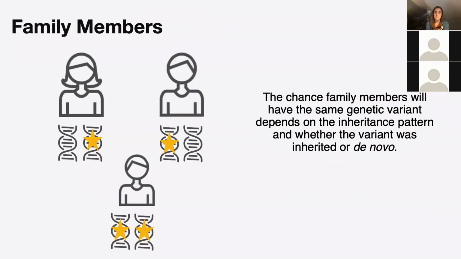The chance that family members will have the same genetic variant really depends on the inheritance pattern within the family, whether the variant was inherited or de novo. So putting all those pieces together, your genetic counselor can often walk you through what are the chances that someone else will have this variant, this specific condition as well.